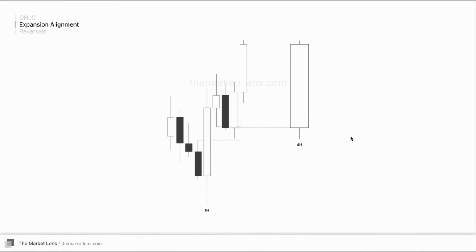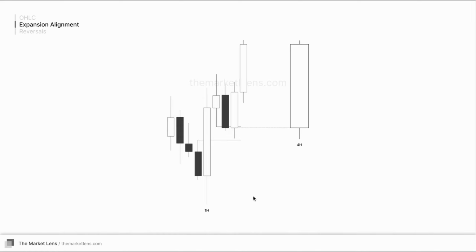The goal of this section is to show how I align a lower time frame model with a higher time frame expansion candle. If the current higher time frame candle does not support expansion, wait for the next higher time frame candle to open and confirm expansion. Once the higher time frame candle is aligned, price is more likely to move away from the key level.